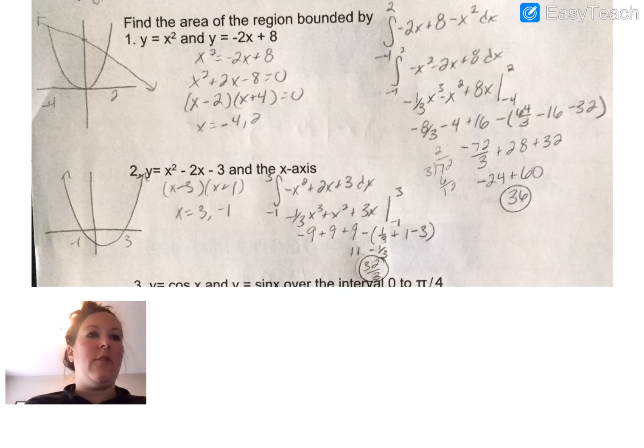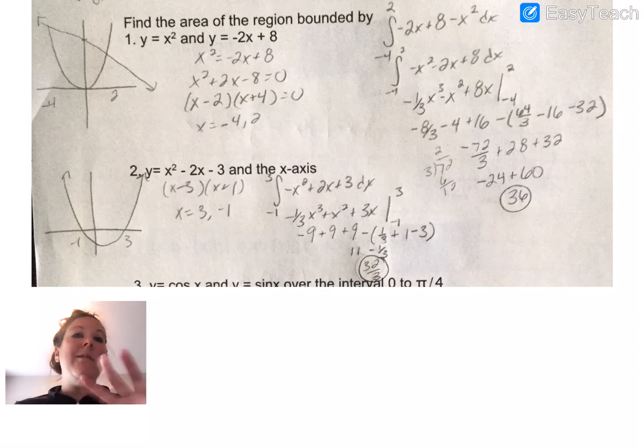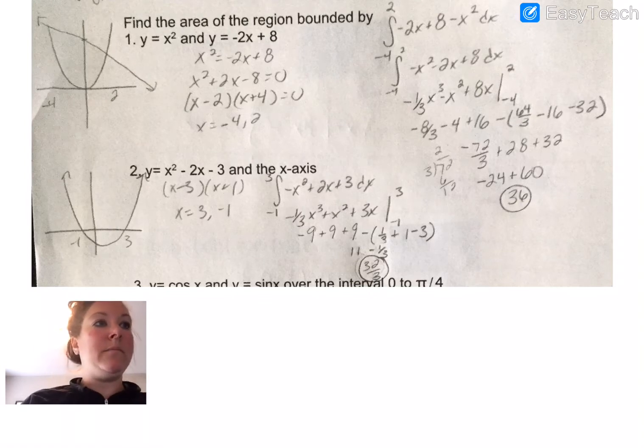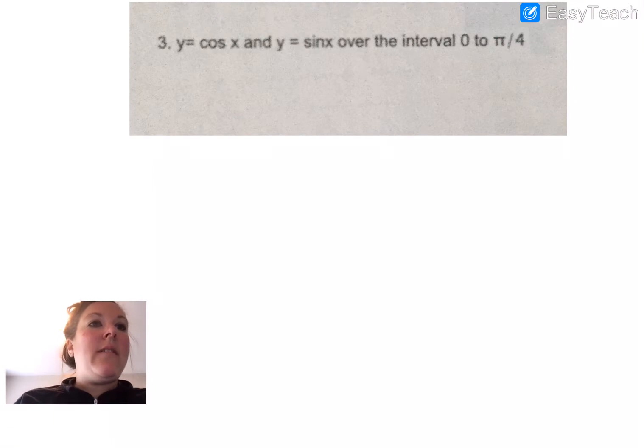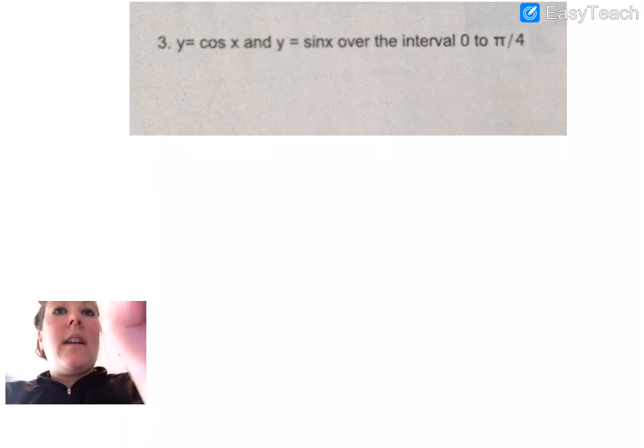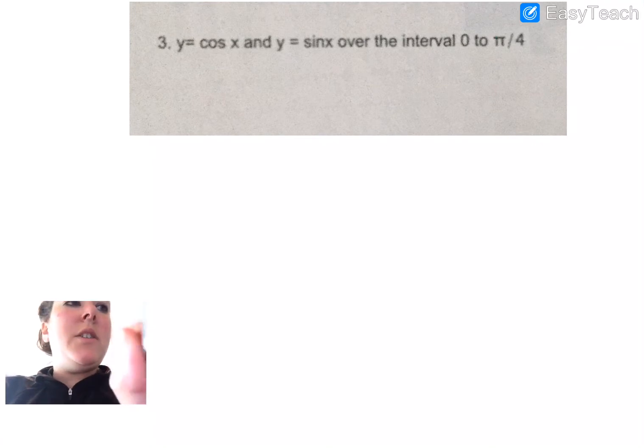Remember, doing the sketches of these is critical because it will help you find which function is the top function and which function is the bottom function, and can also help you visualize what's going on a little bit better. All right, so let's work on this next problem together. It's sine and cosine. So the first thing I always want to do is draw a picture.